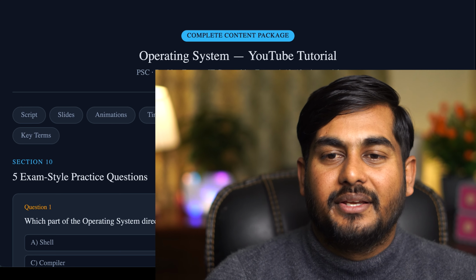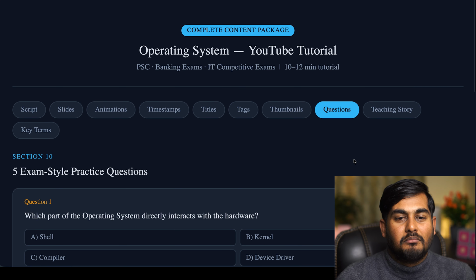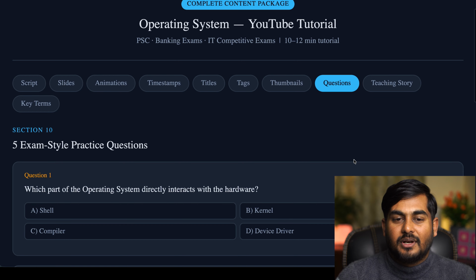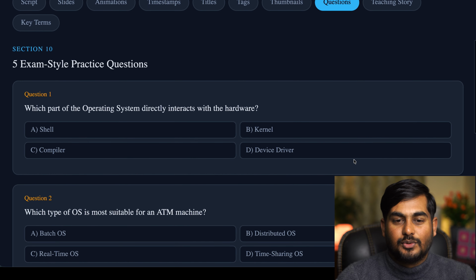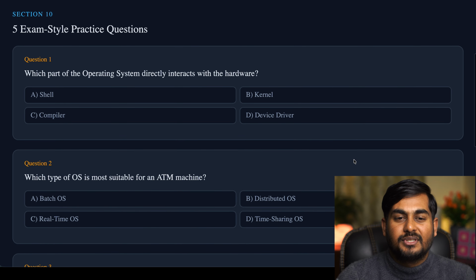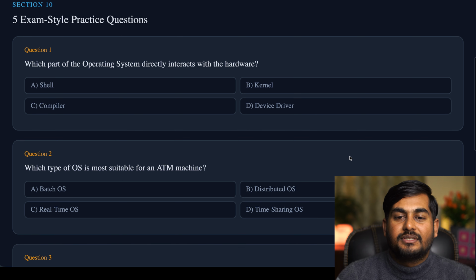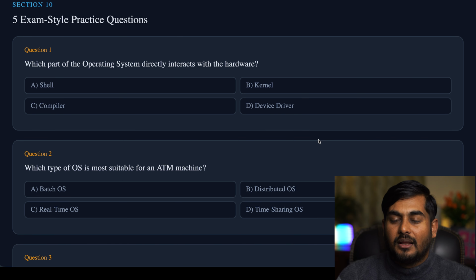So let's see about some of the questions regarding the operating system. I have a bunch of multiple choice questions here where I will explain and then show you the answer. So the first question says, which part of the operating system directly interacts with the hardware? Options are shell, kernel, compiler, and device driver.